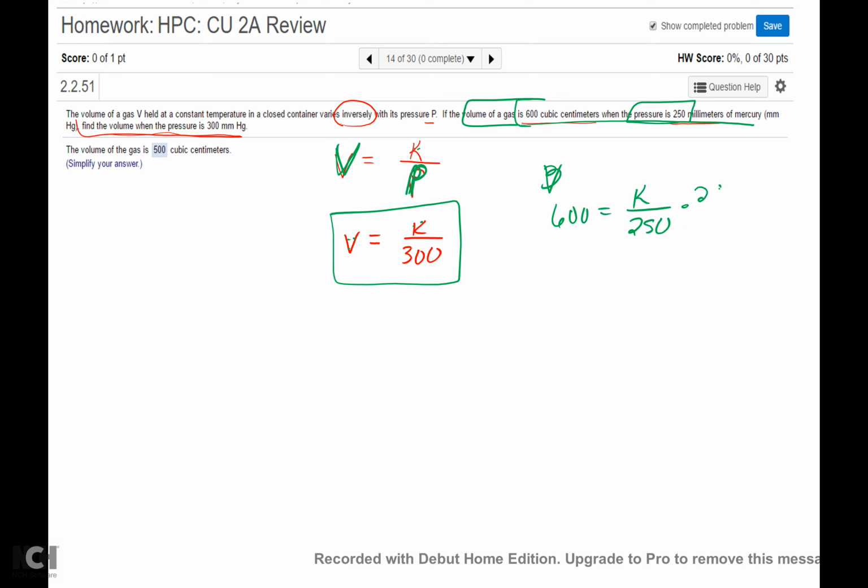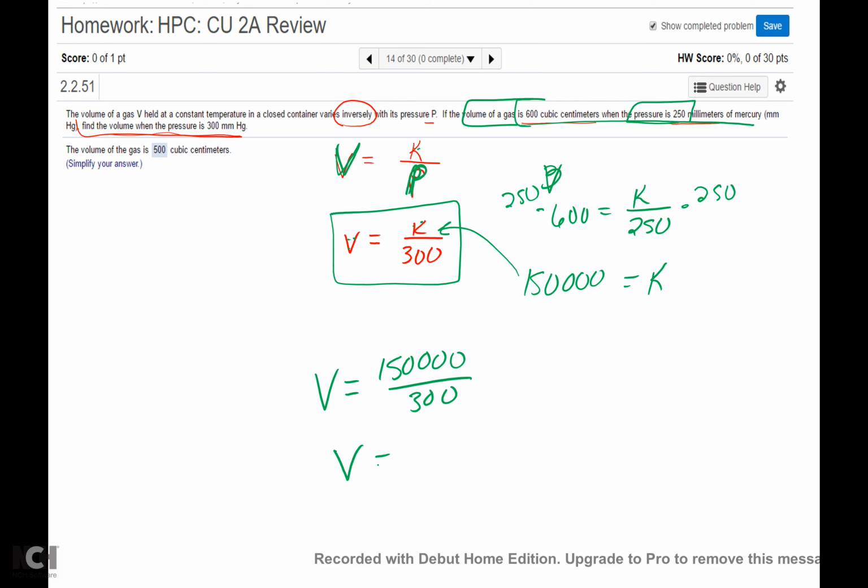So to solve for K, I'm going to multiply by 250, and K equals 250 times 600, 150,000. So now I can plug my K in here and solve it. So I have volume equals 150,000 divided by 300, and my volume is 500 cubic centimeters.